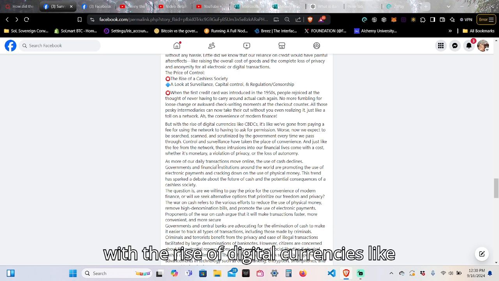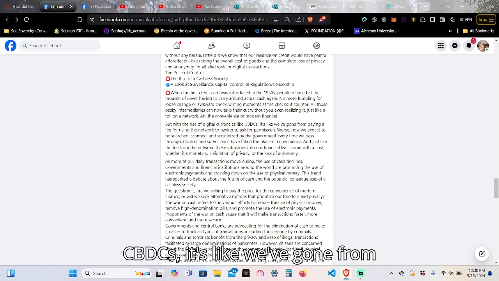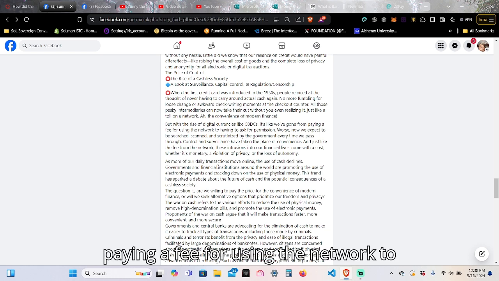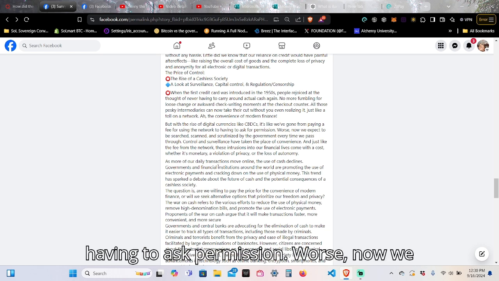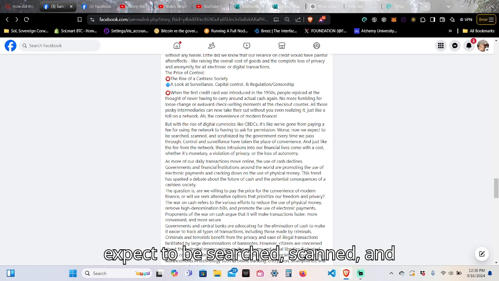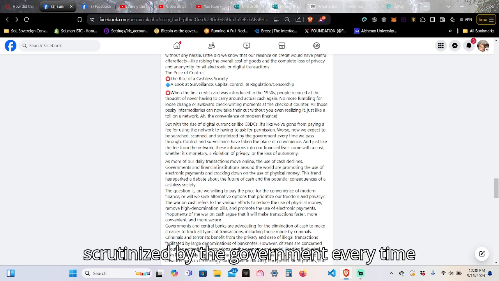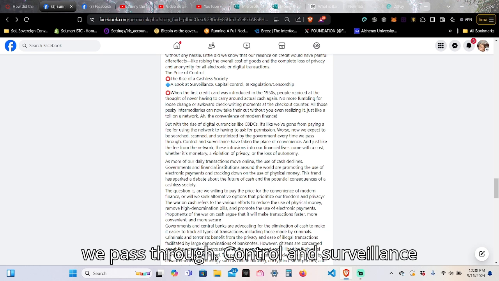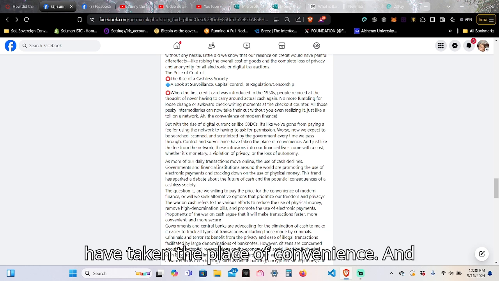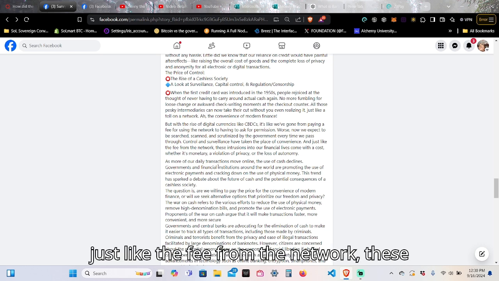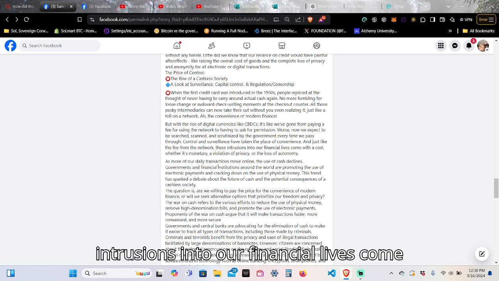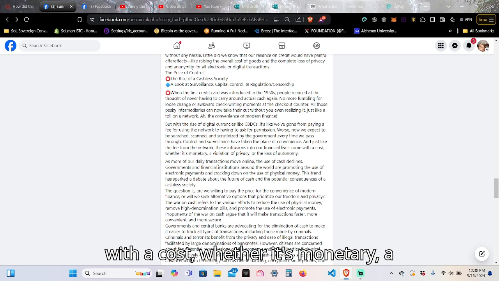But with the rise of digital currencies like CBDCs, it's like we've gone from paying a fee for using the network to having to ask permission. Worse, now we expect to be searched, scanned, and scrutinized by the government every time we pass through. Control and surveillance have taken the place of convenience. And just like the fee from the network, these intrusions into our financial lives come with a cost, whether it's monetary, a violation of privacy, or a loss of autonomy.